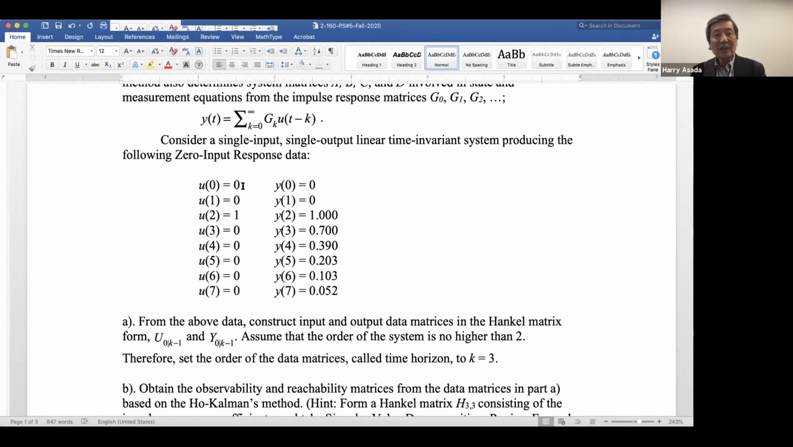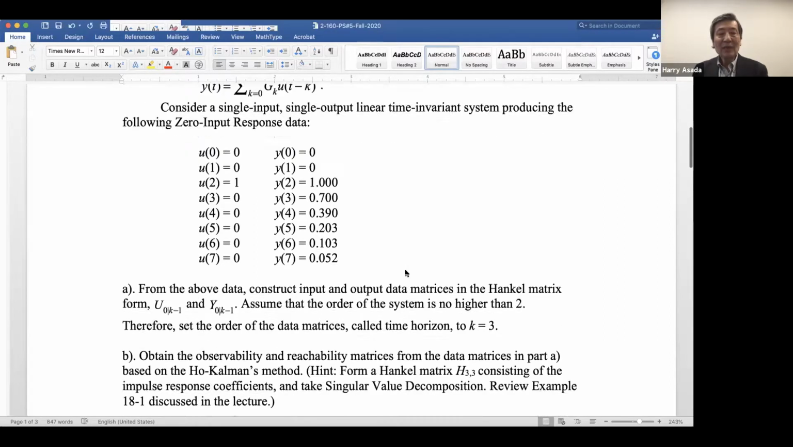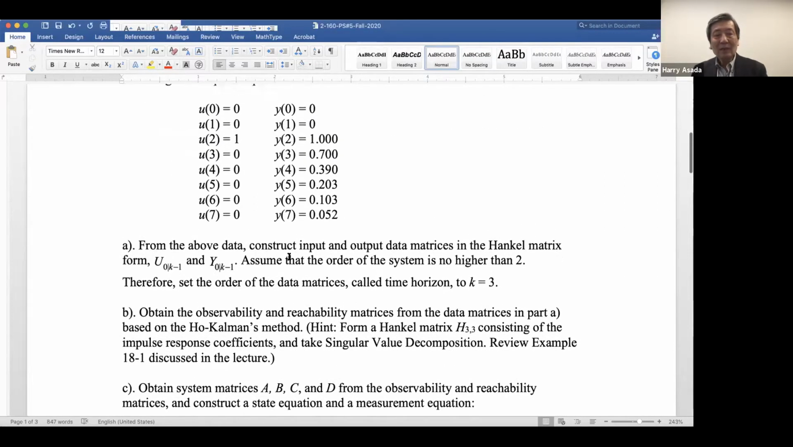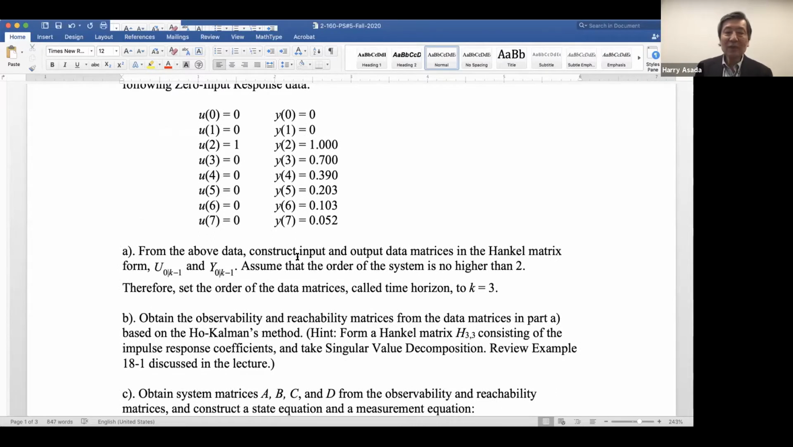So now let's look at this particular input output data. The input is actually 0, 0, and then suddenly 1. And after that, all quiet, 0, 0, 0. So this is actually a zero-input response, right? And then the output that you observe is 0, 0 at time step 2 and 1, and then going down in this way. Okay, so from the above data, first I want you to construct the input-output data matrix in the Hankel matrix form.